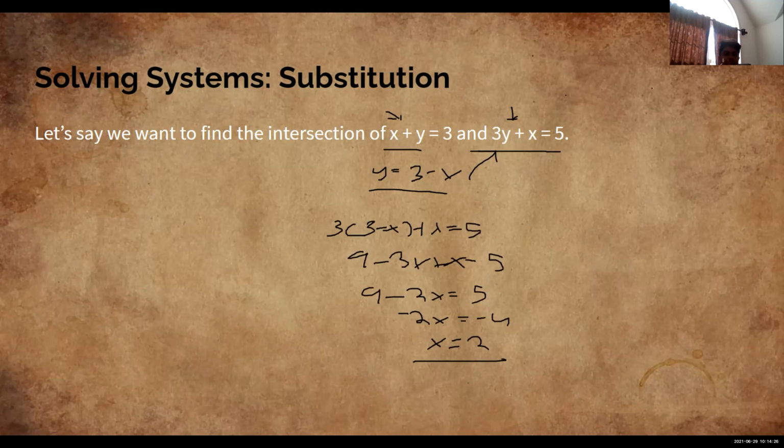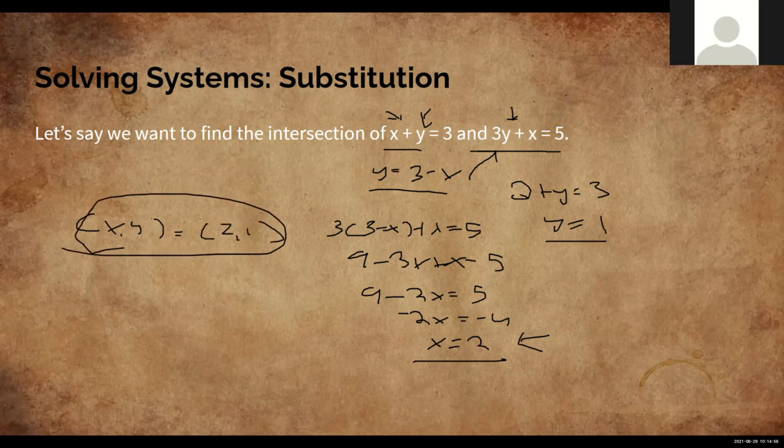Now, instead of starting this entire process over for finding the y value, we can do something way easier. We can substitute, once again, our x value into one of these equations to find the y value. Let's substitute our x value into this equation. If I do that, I get 2 plus y is equal to 3, and I can get y is equal to 1. And with that, our answer is 2, 1.